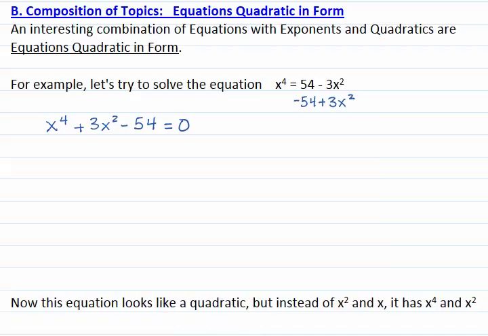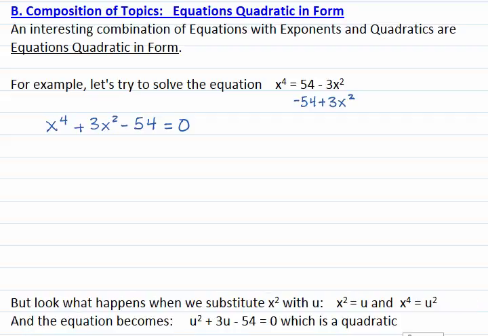Now this equation looks like a quadratic, but instead of x squared and x, it has x to the fourth and x squared. But look what happens when we substitute x squared with u. If x squared is u, then x to the fourth will be u squared, so I will have u squared plus 3u minus 54 equal to 0, which is now a quadratic.